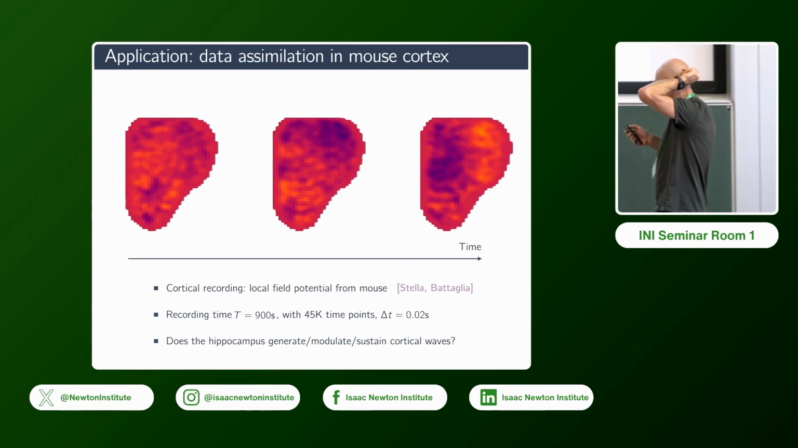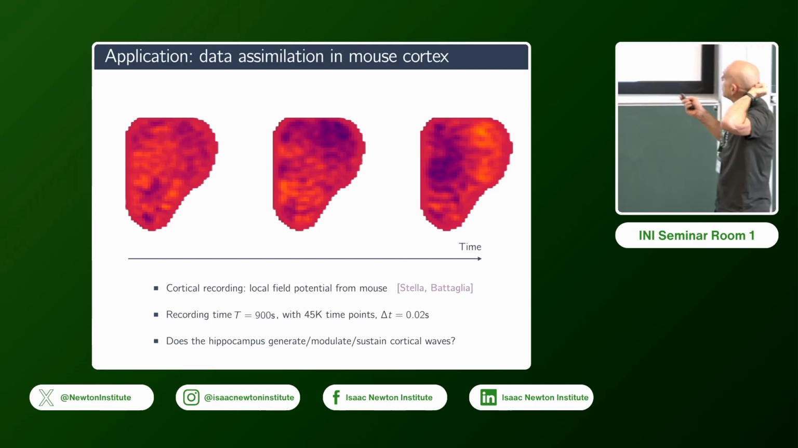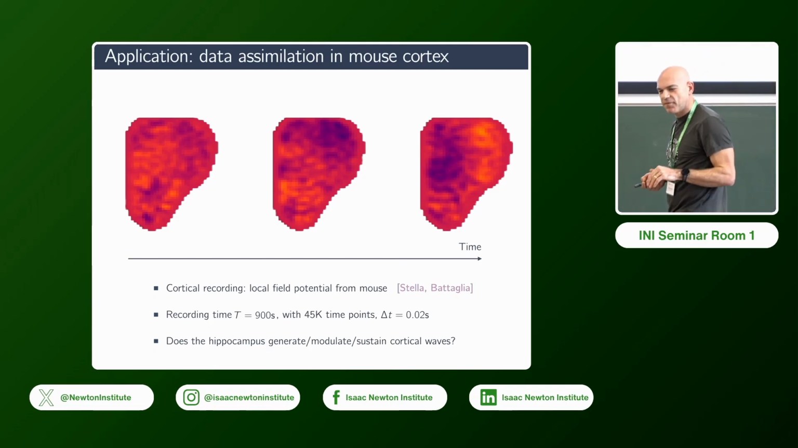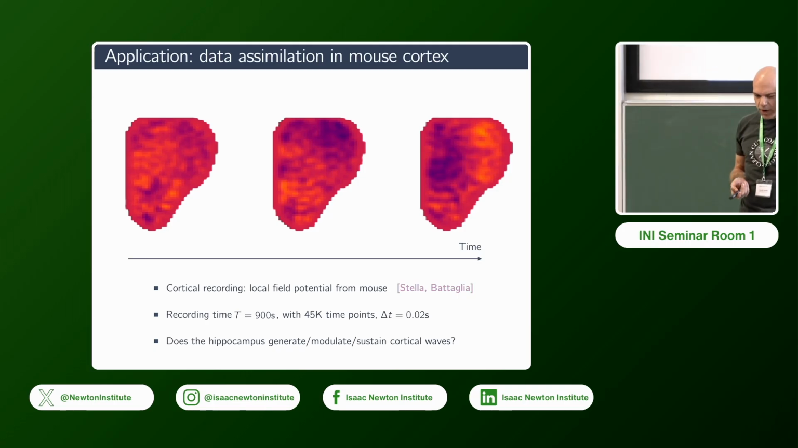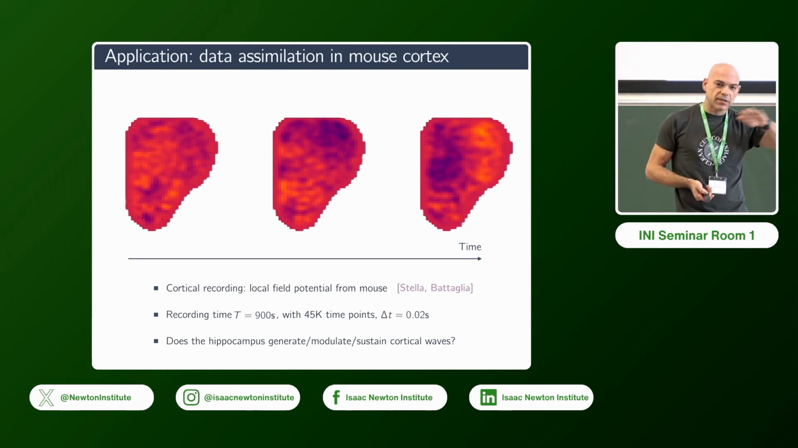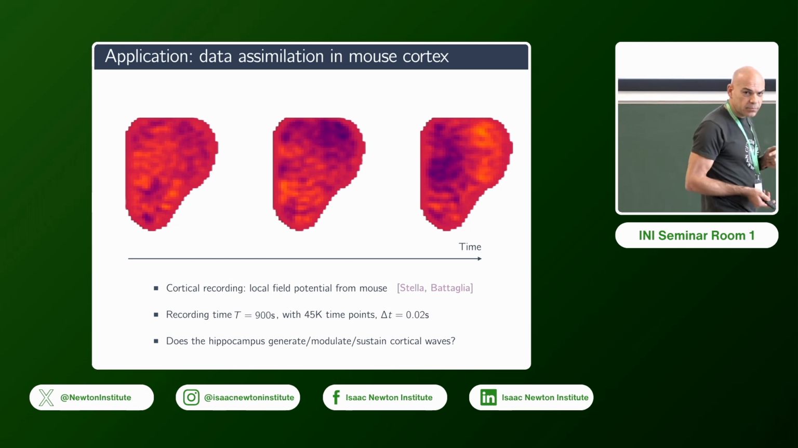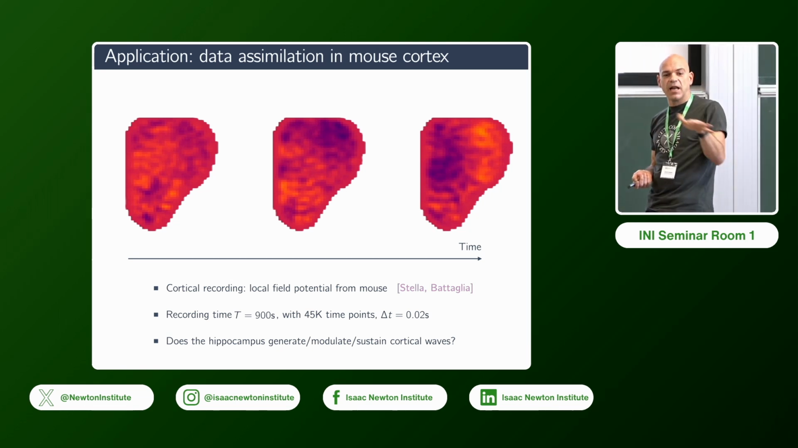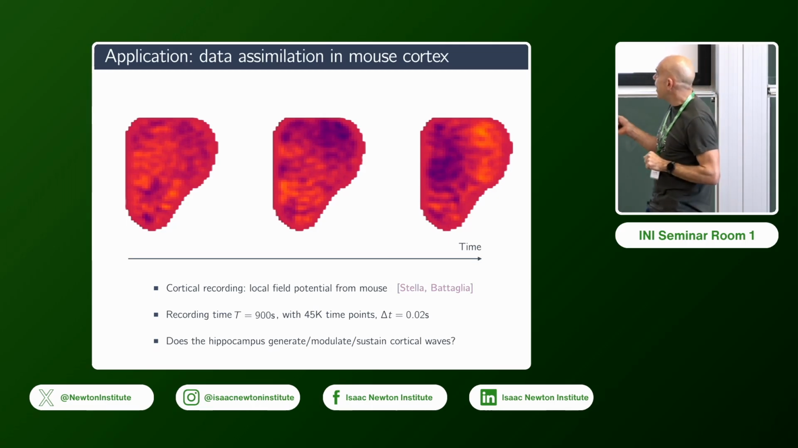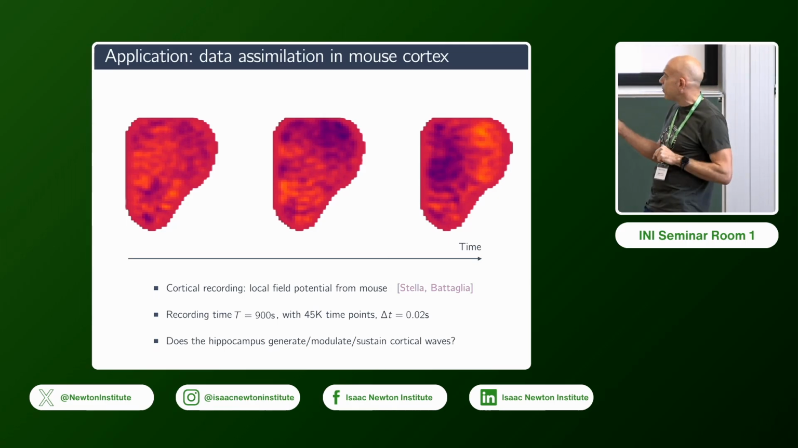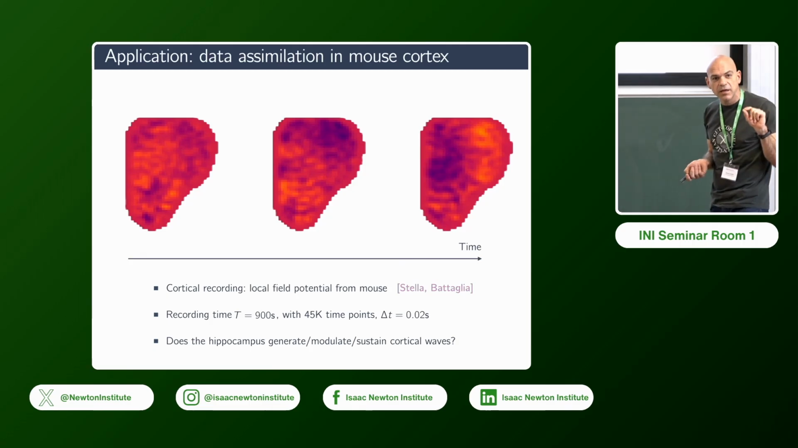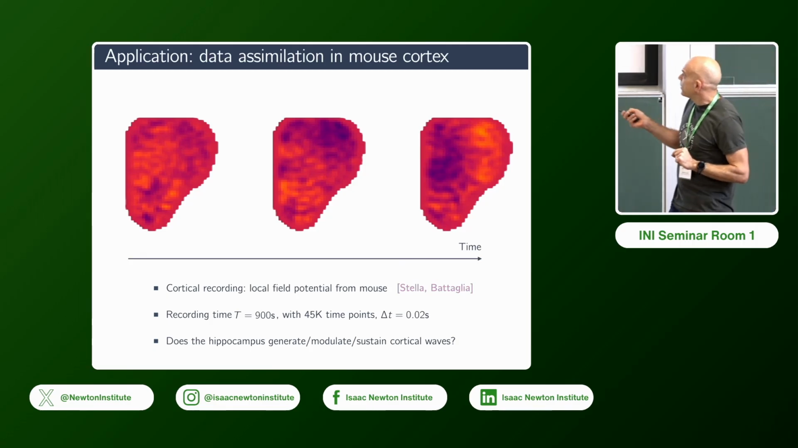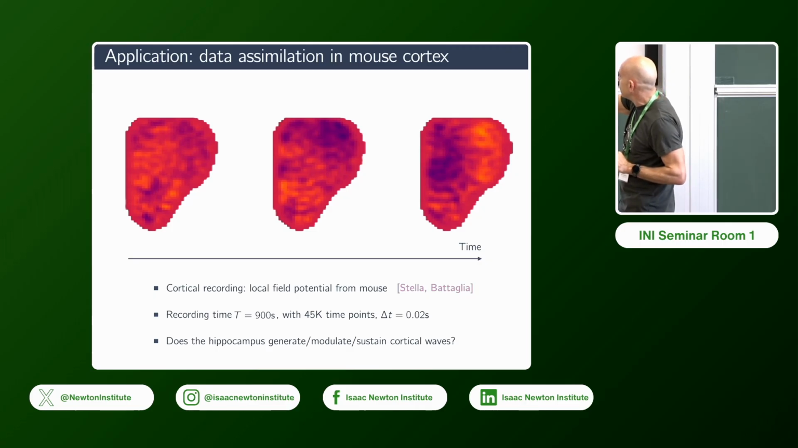So this is data that comes from Radboud, from the Battaglia lab. I don't know if this is very visible to you, but what they do is they record a slice of a mouse cortex during sleep phases, and they are interested in understanding whether waves are formed within the cortex or are influenced by the hippocampus underneath it. They record the LFP, local field potential, with long recordings, about 900 seconds, at a very high temporal frequency, about 20 milliseconds, and these are all the pixels that they give us, okay?